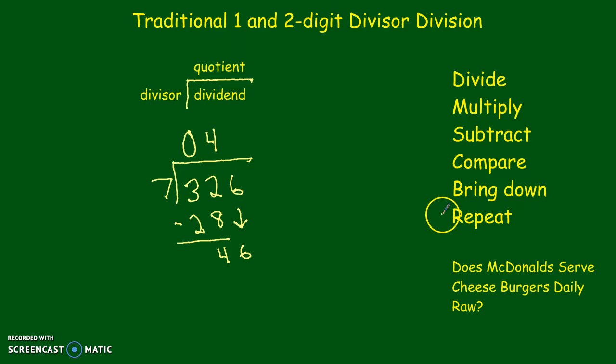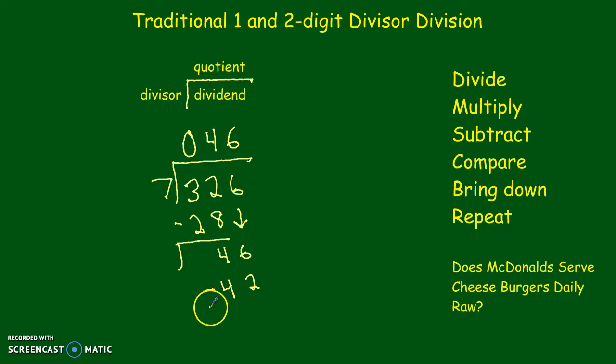Since we brought down, we have to repeat that whole process again. Some students find that they like to make this equal sign into another division sign as a reminder that now we're going to divide this number by the divisor. We're going to see how many groups of 7 we can get from 46. And in this case, we can get 6 groups of 7 from 46. So that was our dividing. Now to multiply, our 1 digit from up here, 6, times our divisor 7. 6 times 7 is 42.